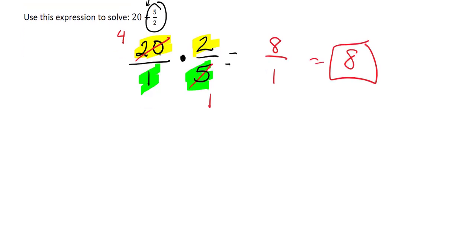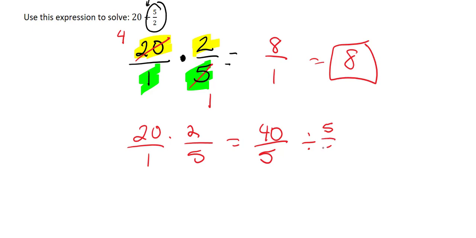Now, we could have also just gone like this: 20 times 2 is 40. 1 times 5 is 5. And then we could have just divided the top and the bottom by 5. 40 divided by 5 is 8. 5 divided by 5 is 1. So that's equal to 8. So you can do it either way. This is just to show you how you can get to the answer by either method.